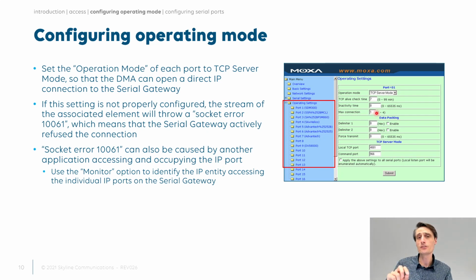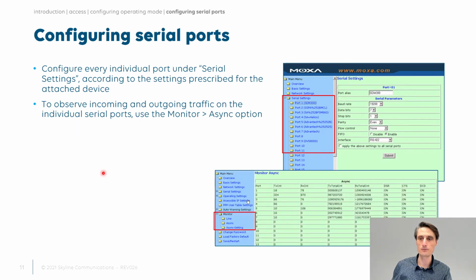So remember, you need to configure all of your ports immediately on TCP server mode. So TCP server mode, that's the thing you immediately need to do. The 10,061 might indicate you forgot about it, or there might already be somebody else connected to it, which you can verify in the monitor.